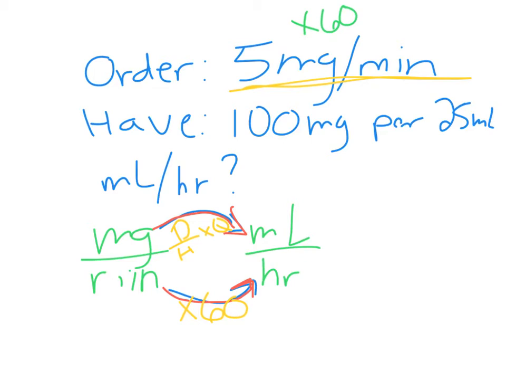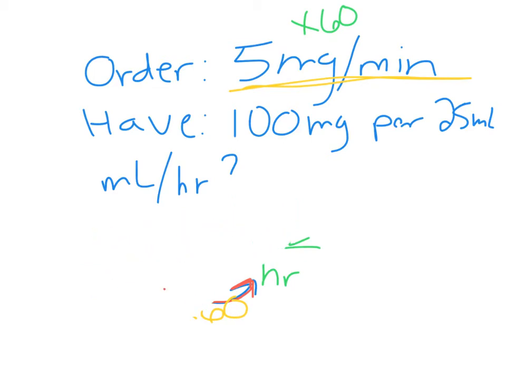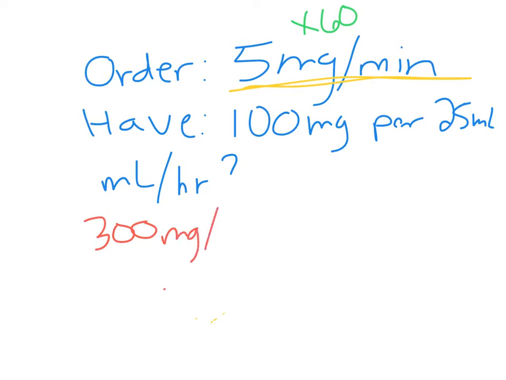So let me get this out of the way down here, and let's stick our calculation down there. So that's what I always do first. I say, okay, well, if they're getting 5 milligrams every minute, they're going to get 60 of that in an hour. 5 times 60, I know, is 300. So that means what's been ordered, 5 milligrams per minute, is the same thing as 300 milligrams per hour, since 5 times 60 is 300.